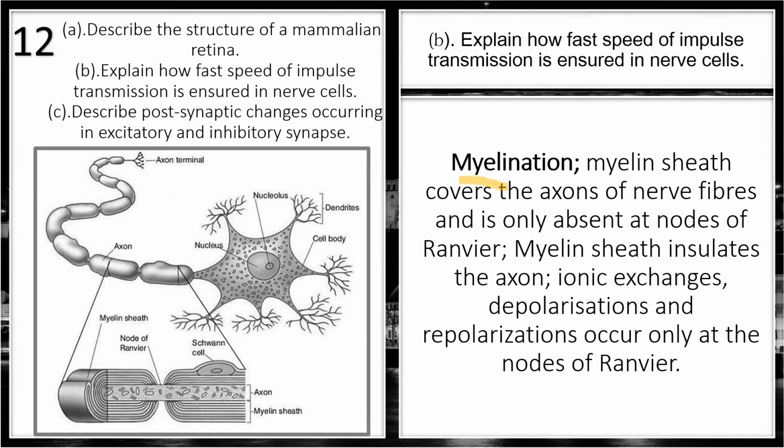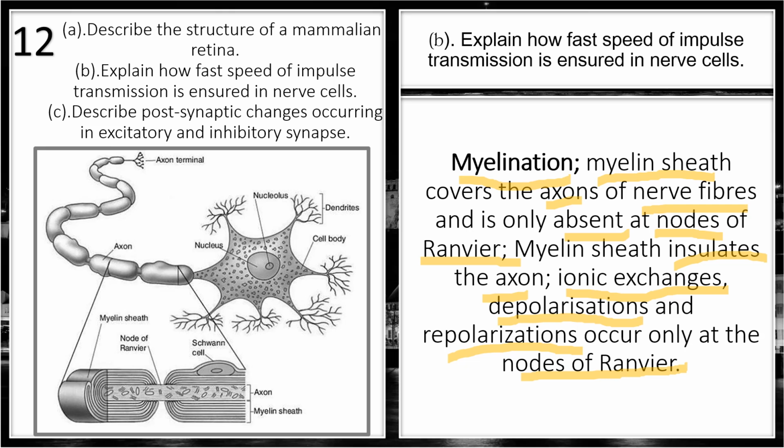There is what we call myelination. The myelin sheath covers the axon of the nerve fibers and is only absent at the nodes of Ranvier. The myelin sheath insulates the axon. Ionic exchanges, depolarization, and repolarization occur only at the nodes of Ranvier.